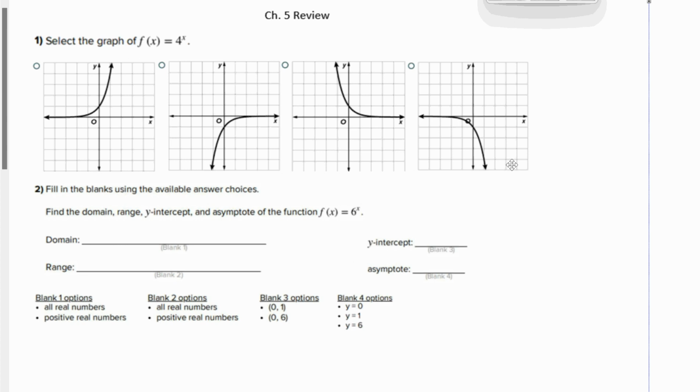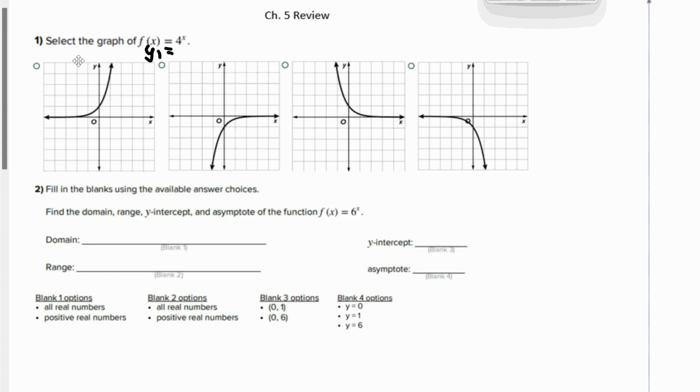Chapter 5 review, we're looking at exponentials. That's what it's all about, right? So given this exponential, we're asked to graph it. So we plug that into our y1 equals. We notice that that's a positive. All right, so we should know that it's going to face up, right? It's going to keep on growing.